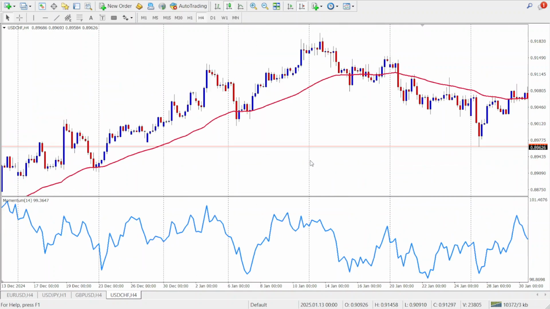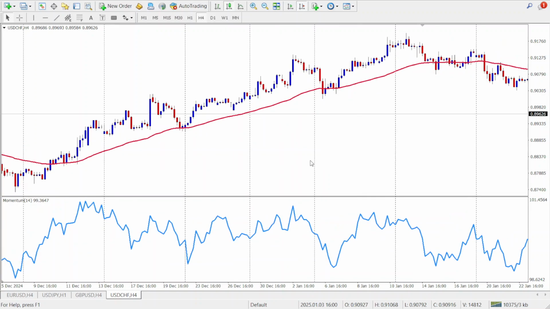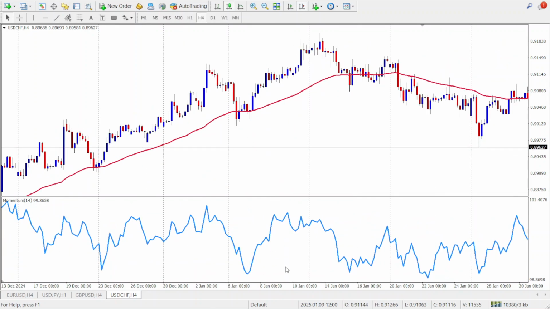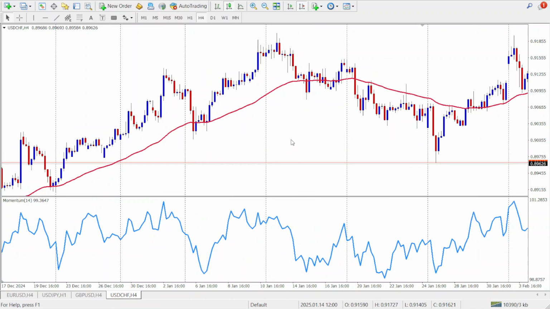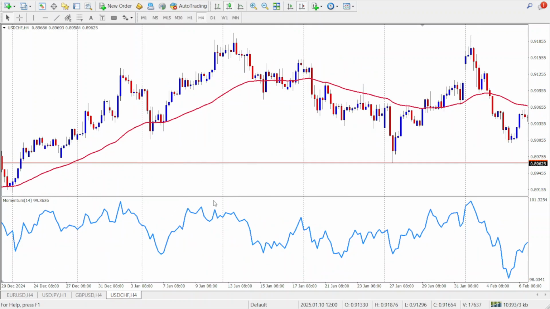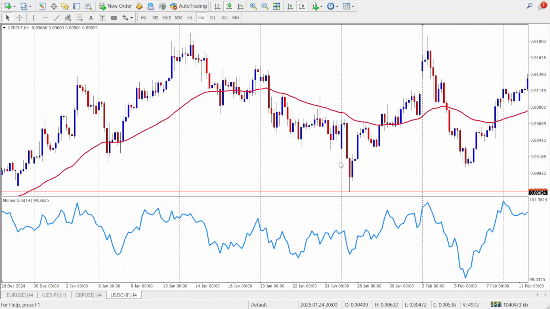So you can look for divergence between price and momentum. If price is making higher highs, but the momentum is making lower highs, a downtrend may be forming. But if price is making lower lows, but momentum is making higher lows, an uptrend may be forming.